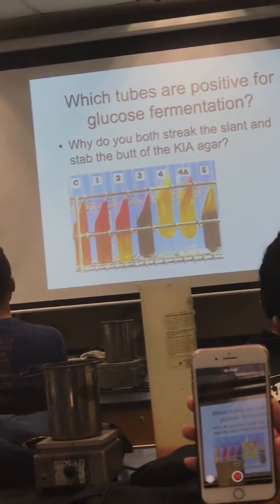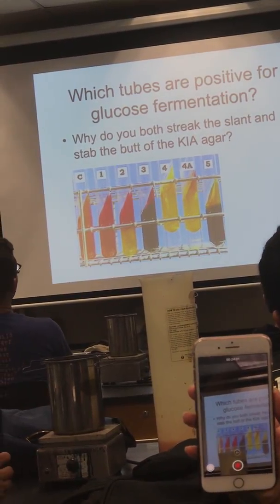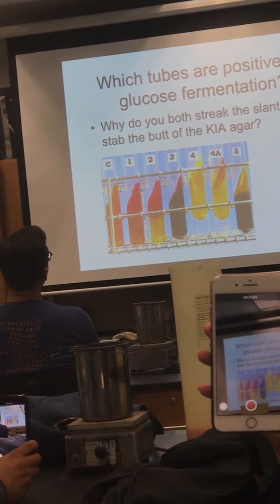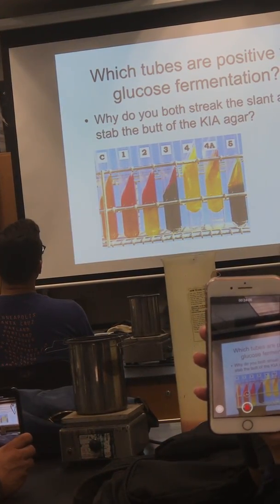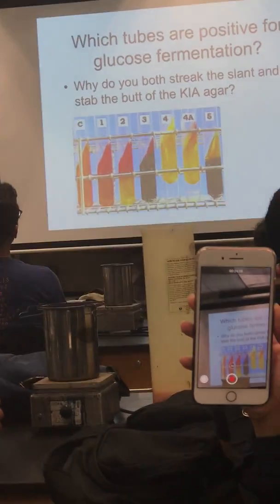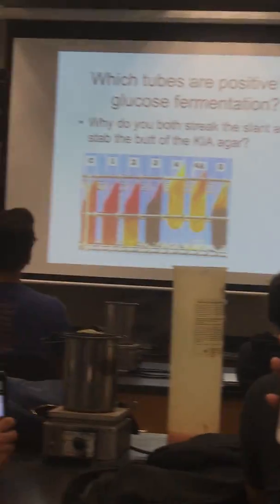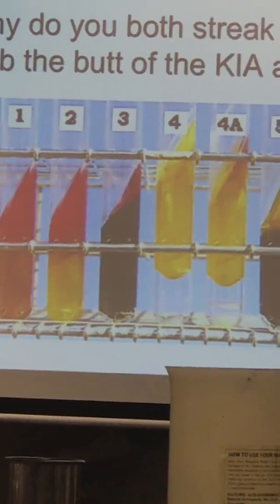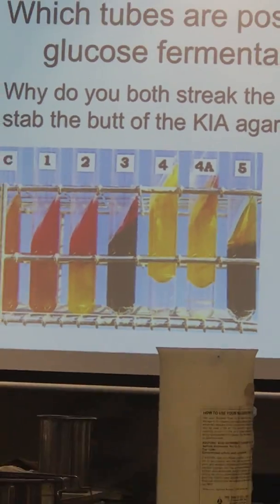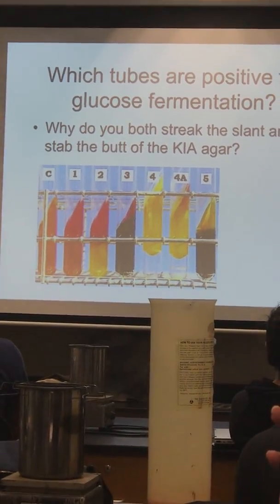All right. Which tubes are positive for glucose fermentation? 5, 4, 3, 2. Yeah, 2, 3, 4, 4A, and 5. Okay? Which tubes are positive for lactose fermentation? 2, 4, 8.